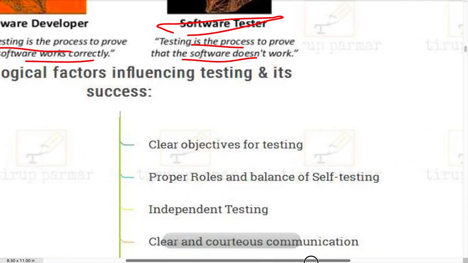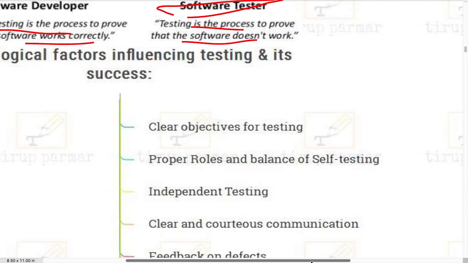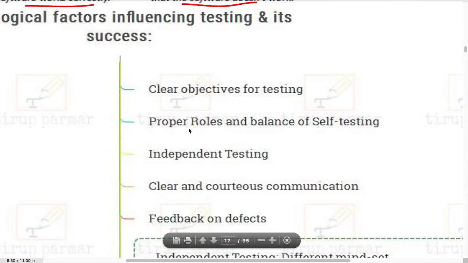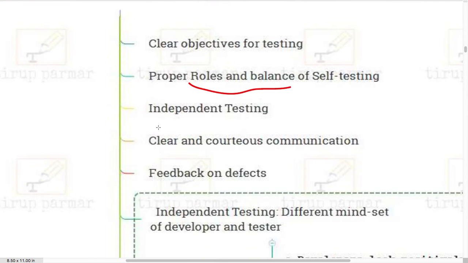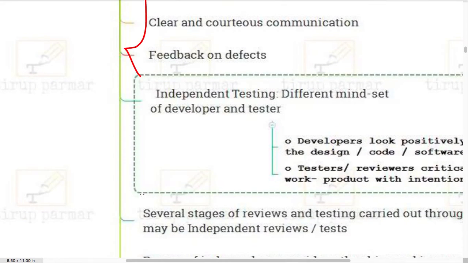The first point we are going to discuss is clear objective for testing. Next is proper role and balance in self-testing. The same thing, nothing more difficult. I think you can read out these points. So let's discuss the main points.